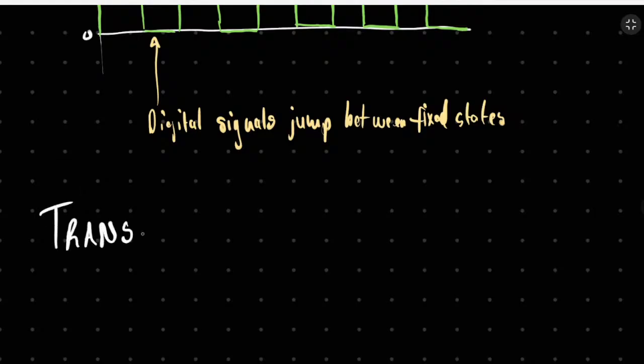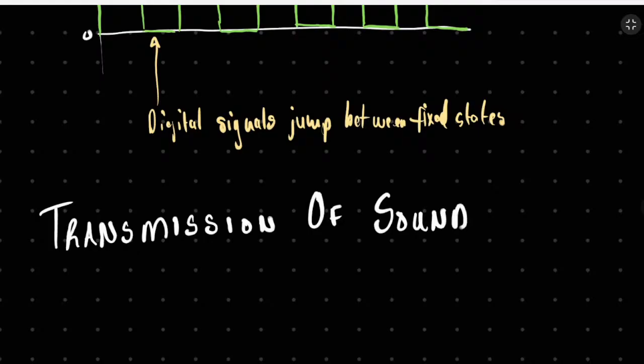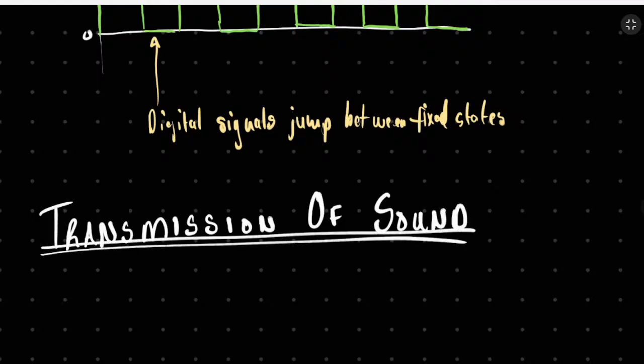Let me just tell you what happens when sound is being transmitted. Say transmission of sound. Here's what I want you to know: we said that the human voice is an analog signal. So naturally, before you talk about transmitting any sound, sound is an analog signal. Now, when you want to transmit it, you are talking about communication. It has to be converted to a digital signal. It can only be transmitted digitally.